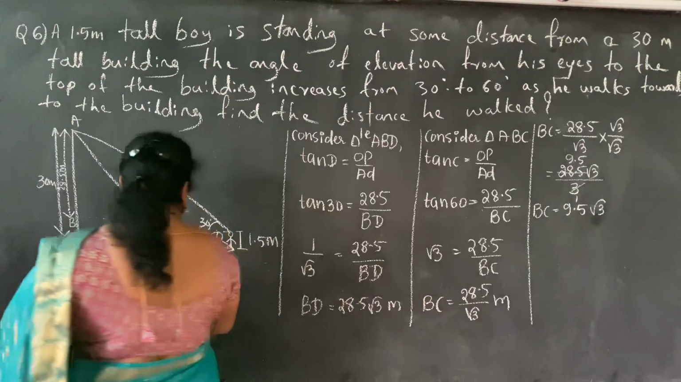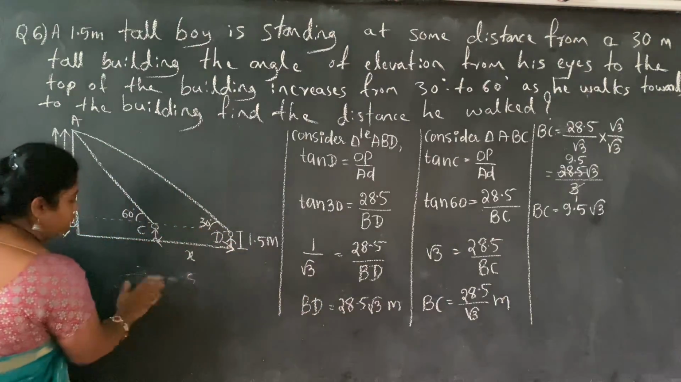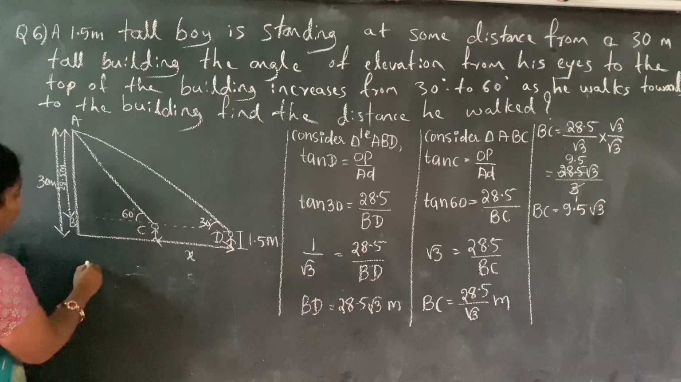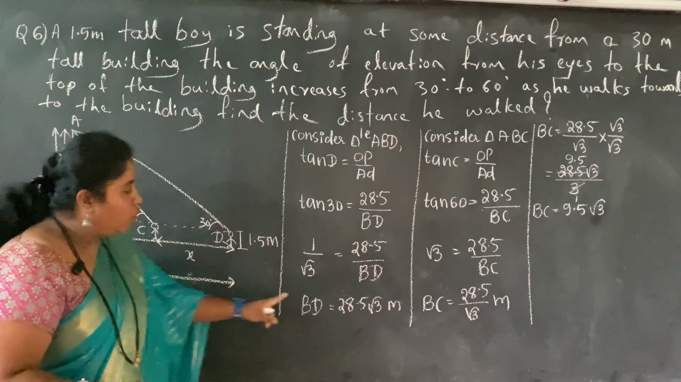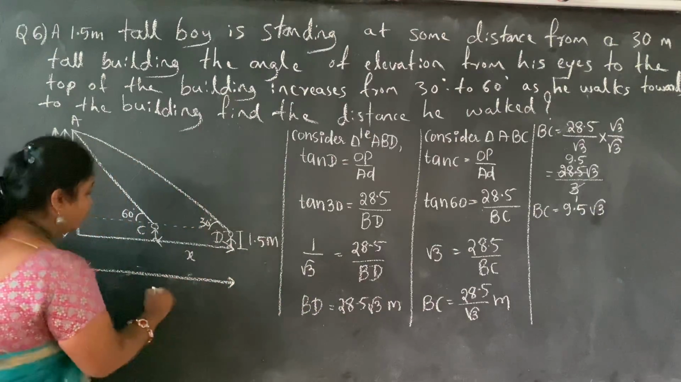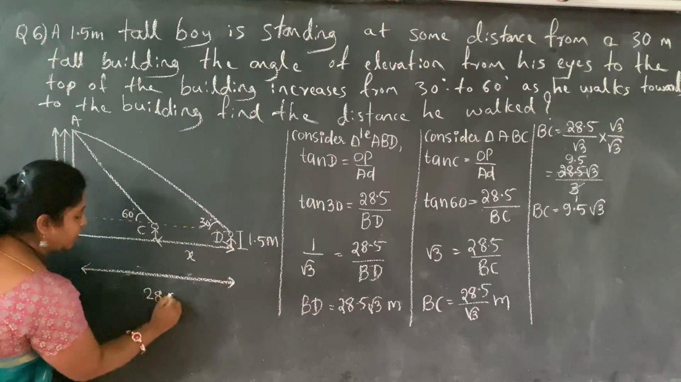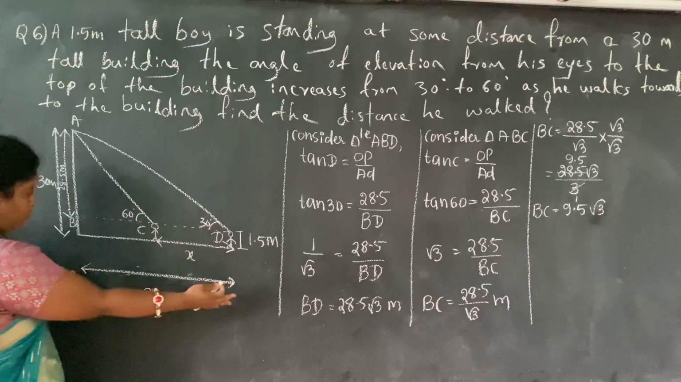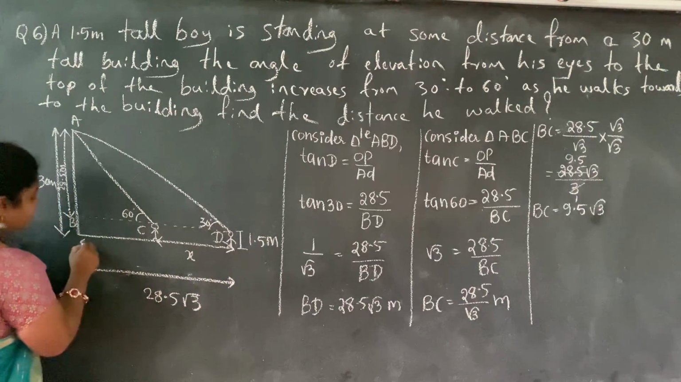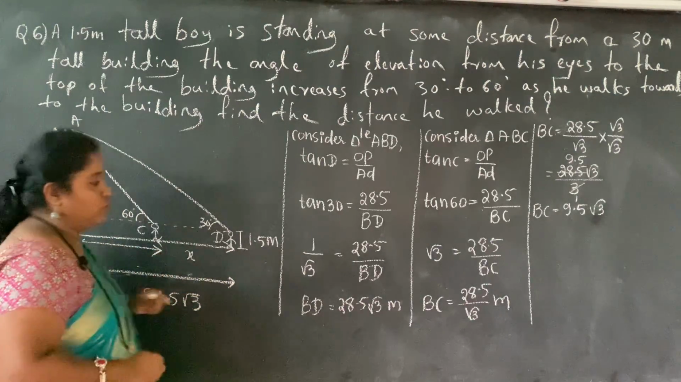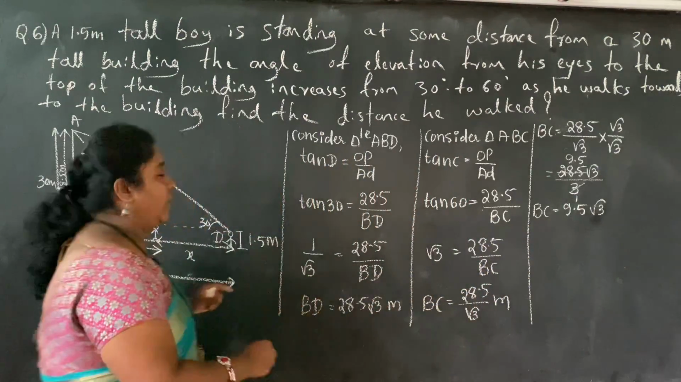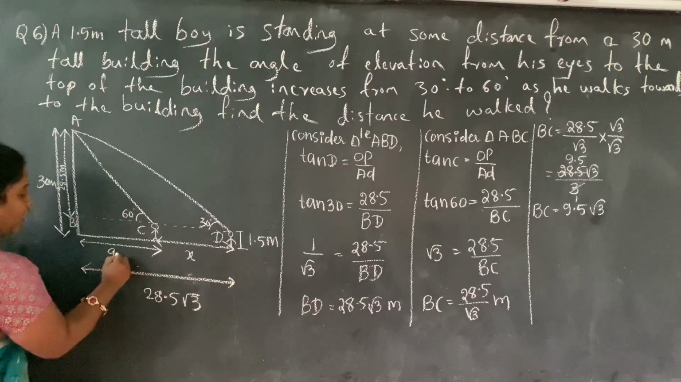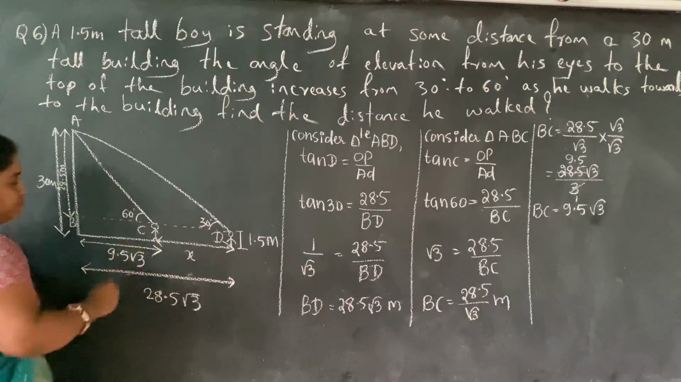Now dear, just look at the board. I'll be writing. See, the whole BD value I have calculated. What is the whole BD value I have? 28.5 root 3. This is the whole BD value. BC value also I have calculated. What is the BC value I have calculated? 9.5 root 3. I'll write here 9.5 root 3.